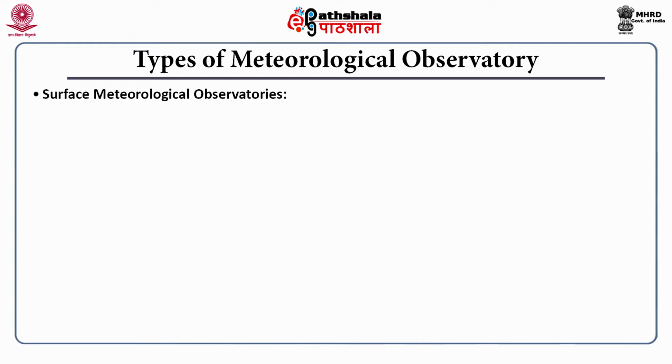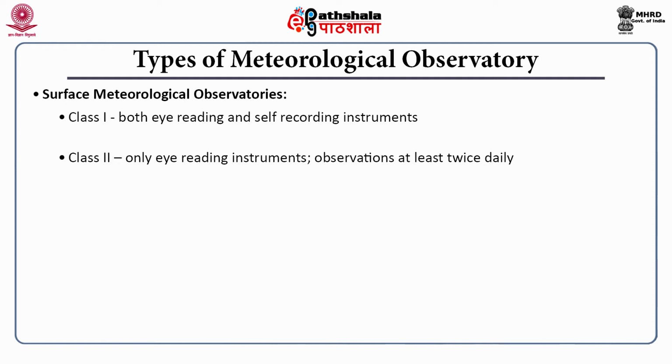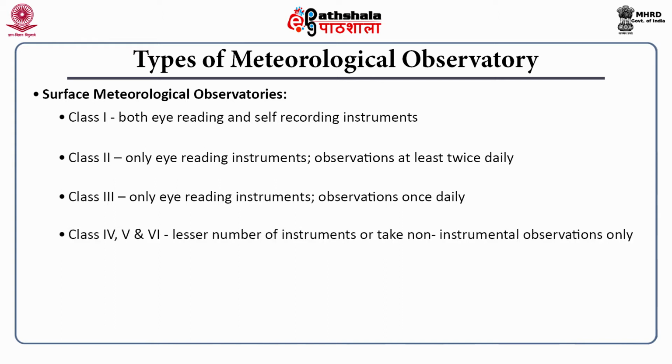Let us start with the types of meteorological observatory. One is called surface meteorological observatory. It has 6 classes. Class 1 where both eye reading and self recording instruments are there. In class 2 only eye reading instruments are there and observations are taken at least twice daily. In class 3 only eye reading instruments are there and observations are taken once daily.